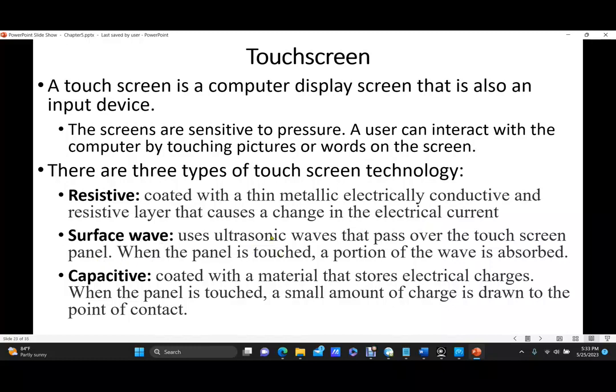Surface wave uses ultrasonic waves that pass over the touchscreen. When the panel is touched, a portion of the wave gets absorbed. Capacitive screens are coated with a material that stores electrical charges. When the panel is touched, a small amount of charge is drawn to that point of contact.